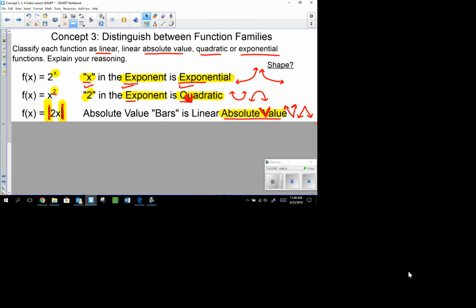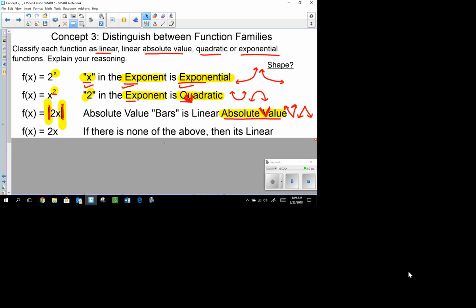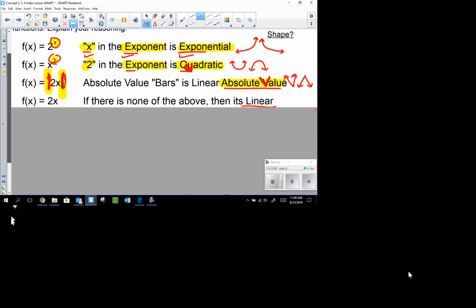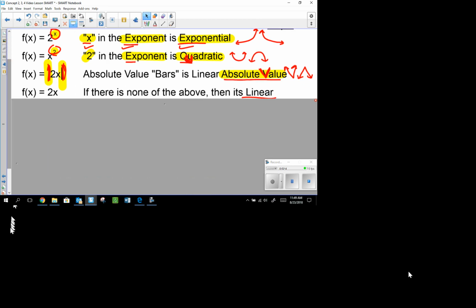And the fourth one we're going to look at is linear. If it doesn't have exponents and it doesn't have bars, therefore it's going to be linear. And that's how we're going to remember that, if it doesn't have any of those identifying characteristics. So let's look at some examples, and I'll leave those notes up.